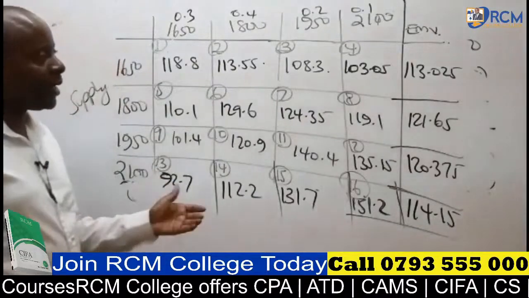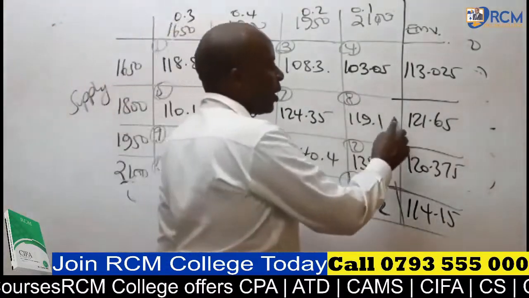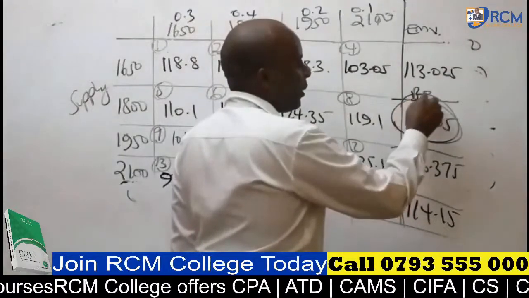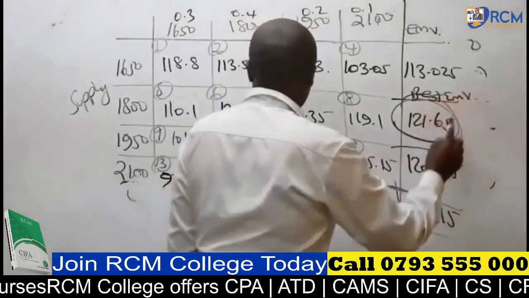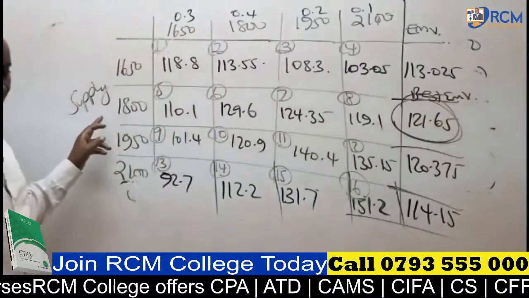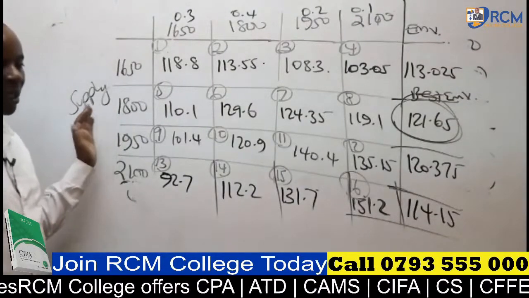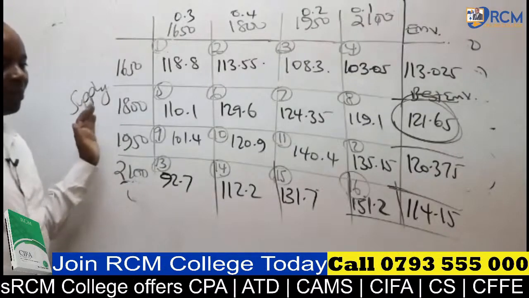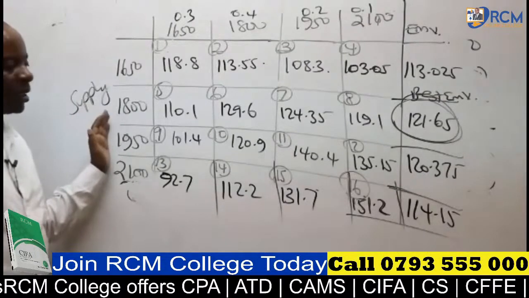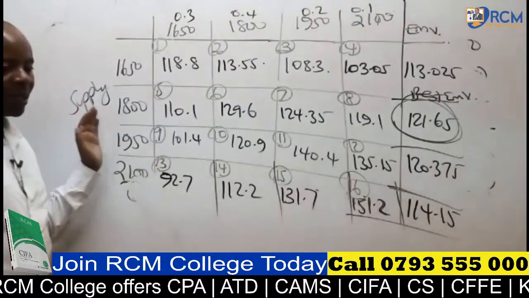So in that regard, ladies and gentlemen, we have said severally that we will always work with the highest expected monetary value. So the highest expected monetary value is this one here. So this is the best EMV. And then we'll have to ask these people to sell how many bracelets? 1,800 bracelets. The company should sell 1,800 bracelets.